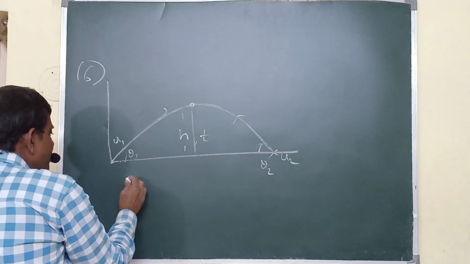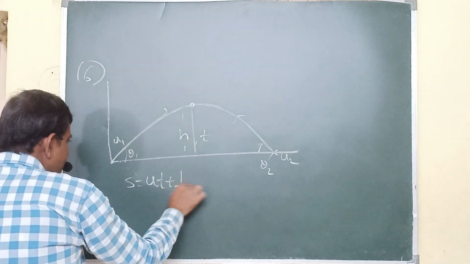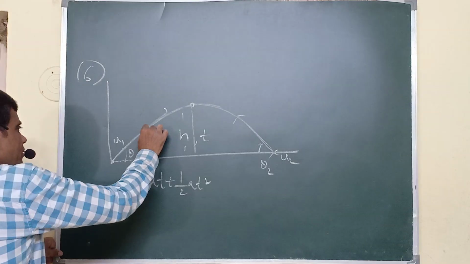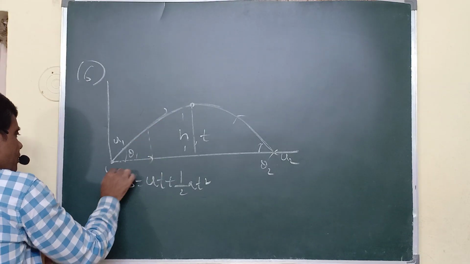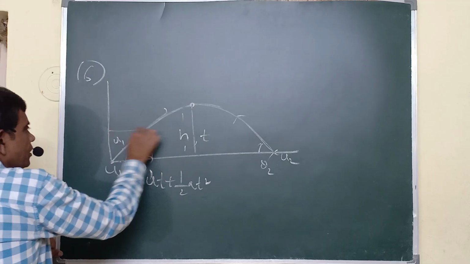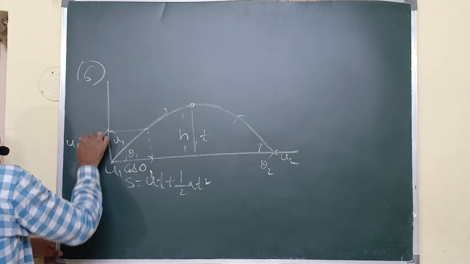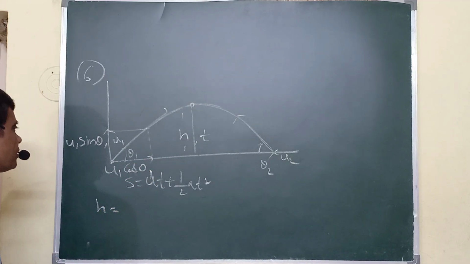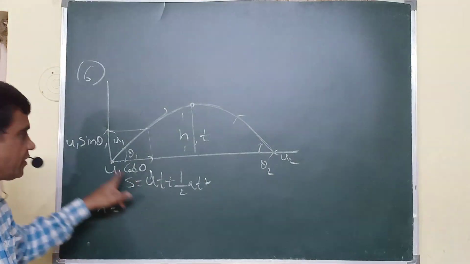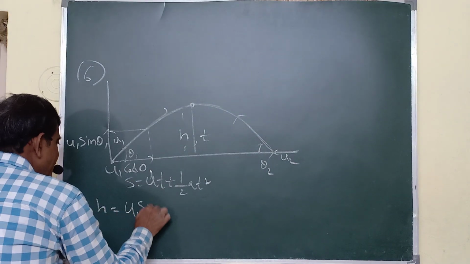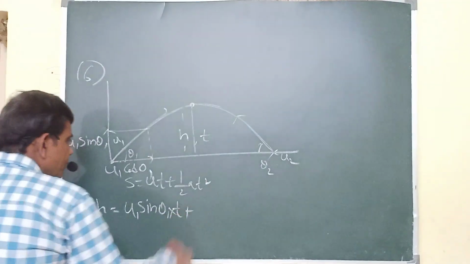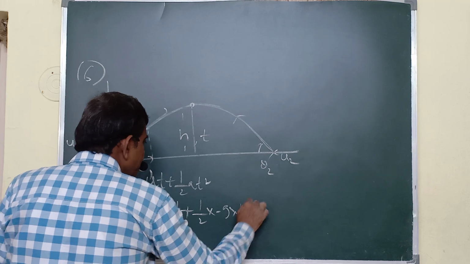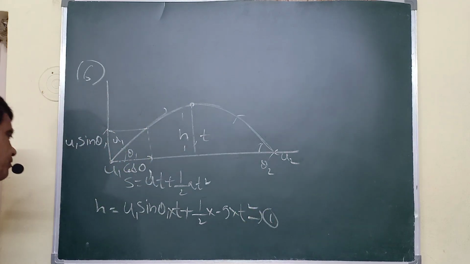Here, the vertical displacement is the height. What is the formula for S? S equals ut plus half at square. Now here it is making u1 velocity and theta 1 angle. Then the horizontal component is u1 cos theta 1, and the vertical component is u1 sin theta 1. What is S? It is H. Vertical displacement means we take the vertical component. So H equals u1 sin theta 1 into t plus half into minus g into t square. This is my first equation.